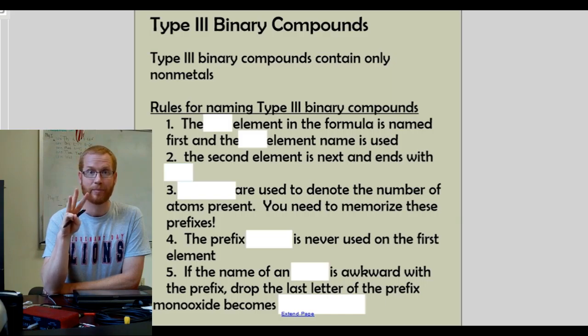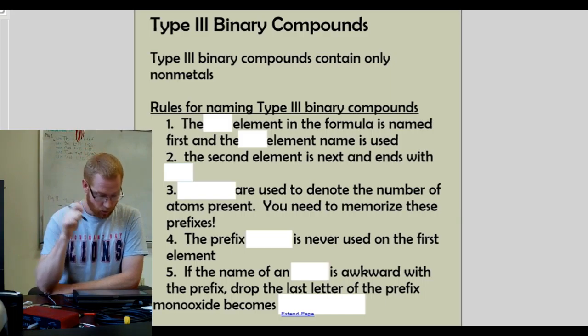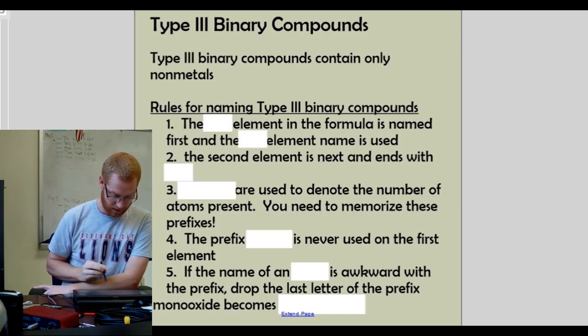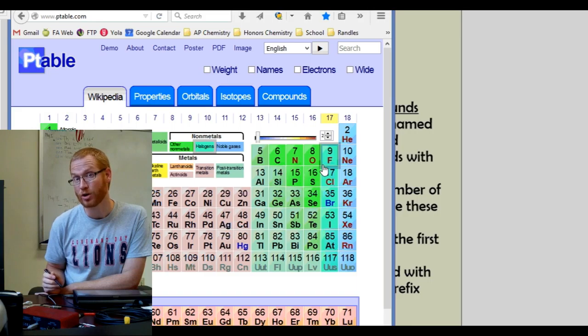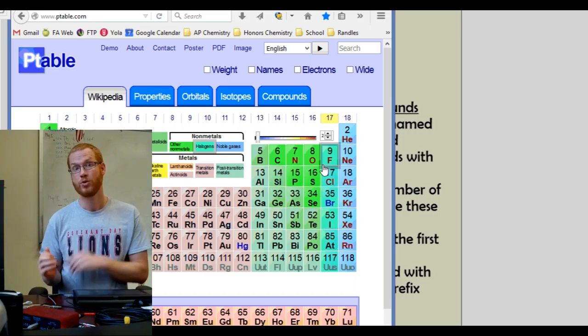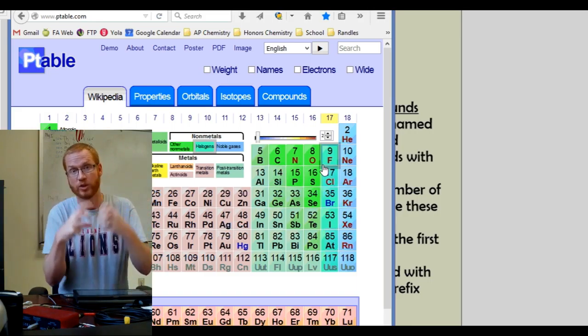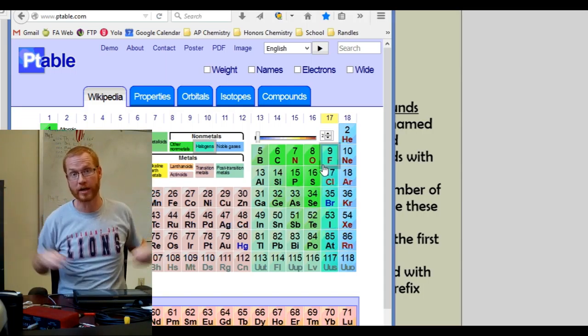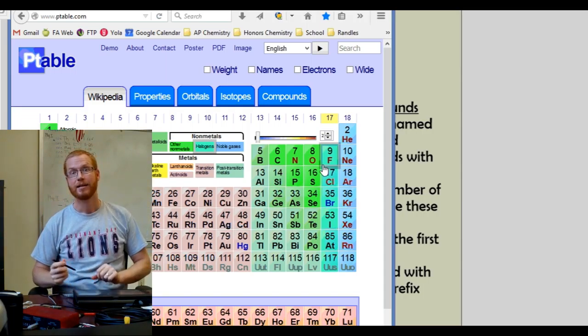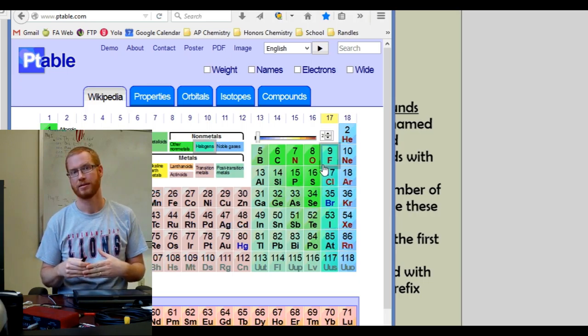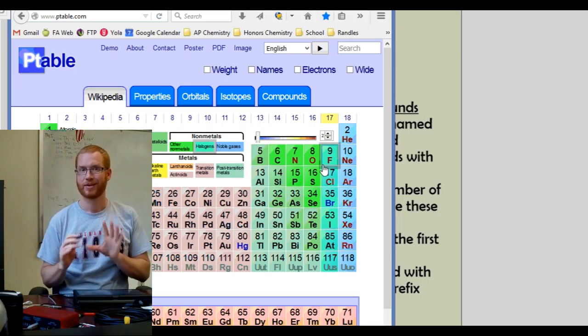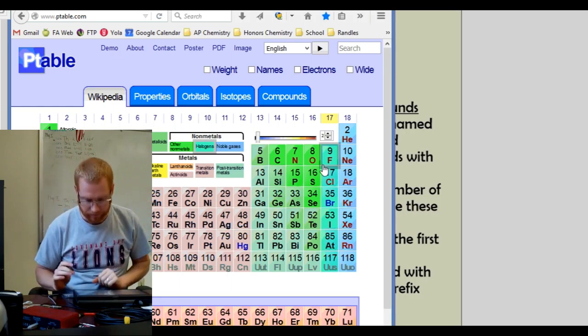Type 3 compounds are not ionic, which makes sense because if they were ionic, you'd be taking two nonmetals, both of which have a negative charge if they were ions. Two negative charges are not going to attract together. They're going to get as far away from one another as they can. Okay? So, type 3 compounds can't be ionic. All right? It's a different kind of compound. We'll get into that later.